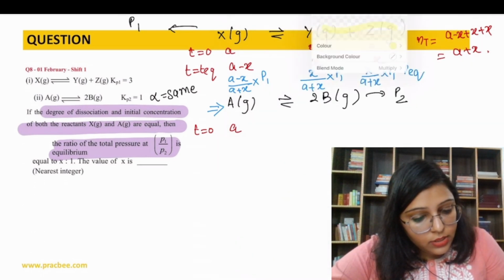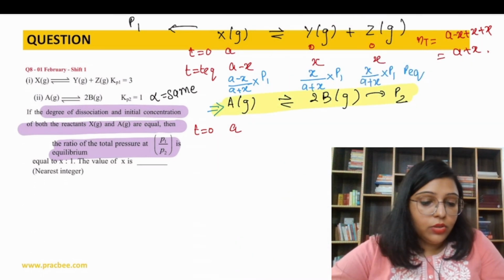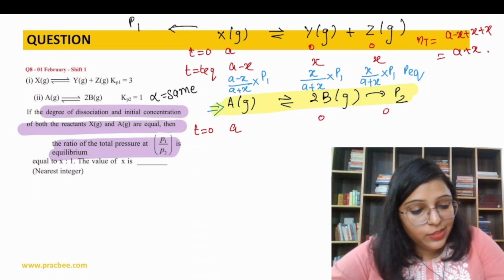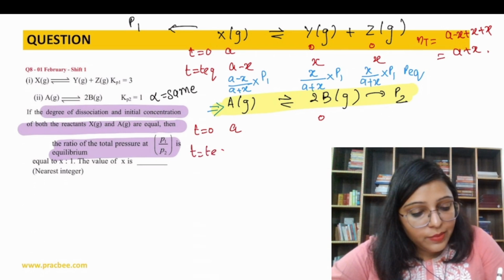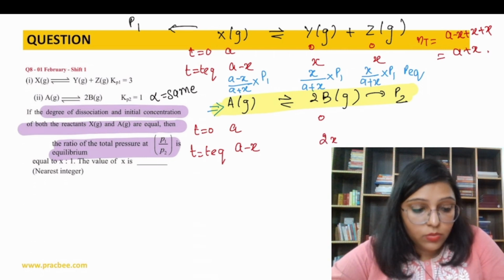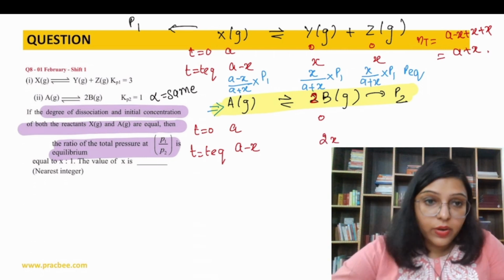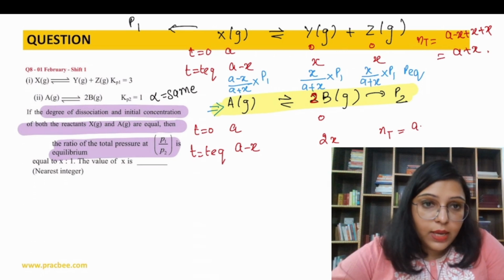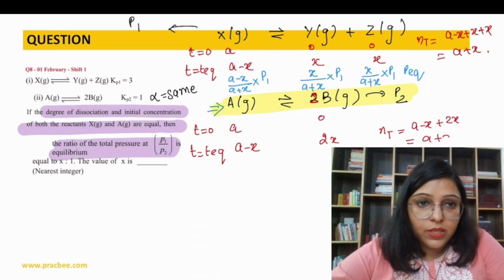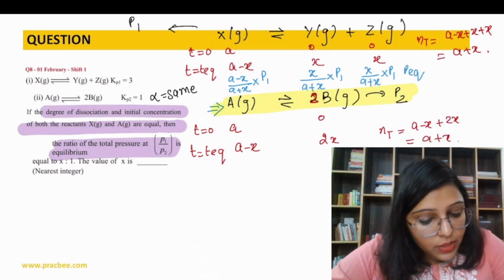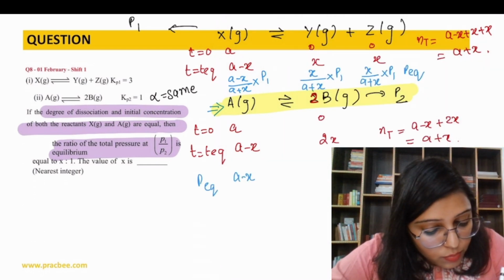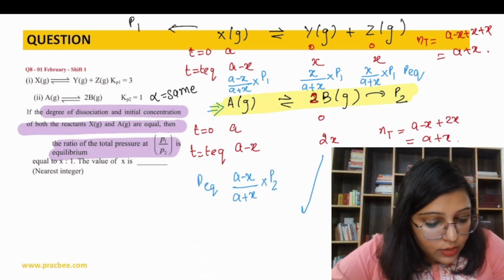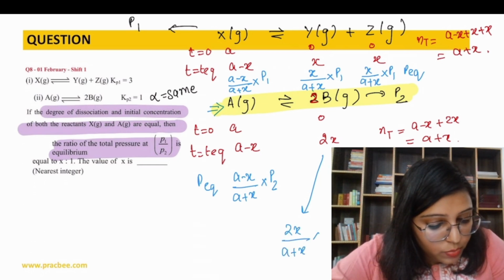Now let's write for the second reaction. This is the second reaction. So starting A, 0, only zero for the product. Now at equilibrium, it is a minus x and this is 2x. Why 2? Because the coefficient is 2. Now we have to find the total moles, which is a minus x plus 2x, which is equal to a plus x. Now let's find the pressure at equilibrium. Pressure at equilibrium is moles divided by total moles into total pressure, which is P2. Similarly for B, we have 2x upon a plus x into P2.